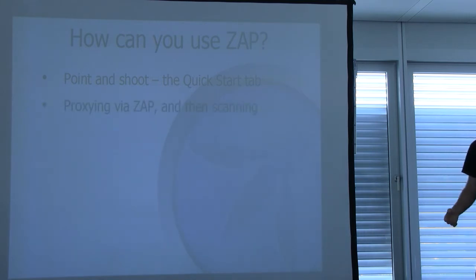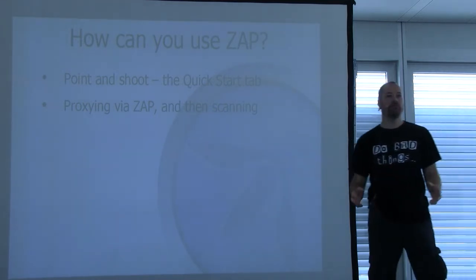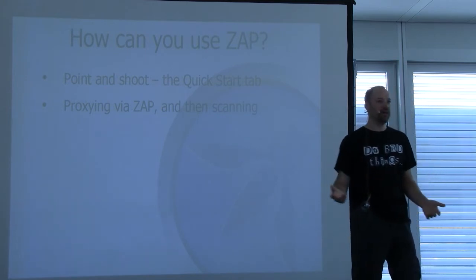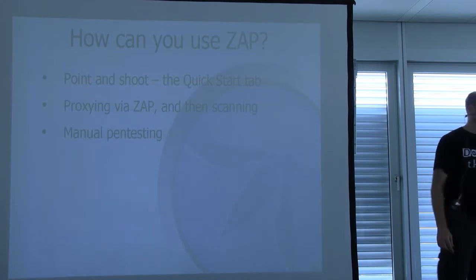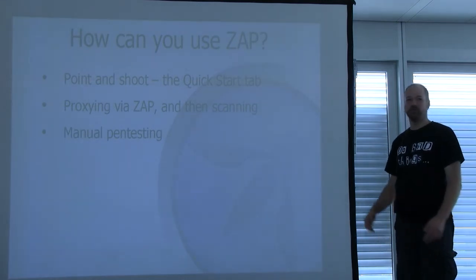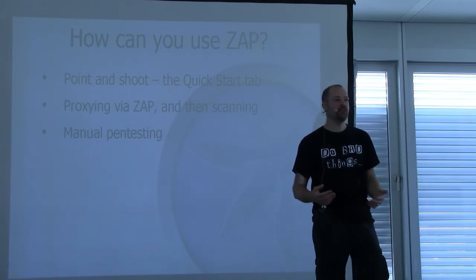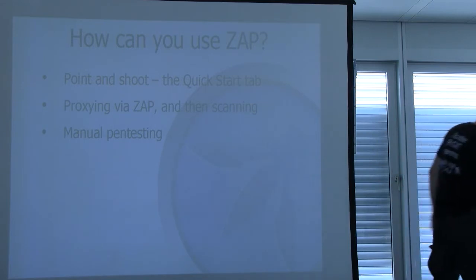Then you've got another option, going a bit further. You proxy your browser through ZAP, explore the application manually, which is going to be a bit more effective, maybe use the spiders and things, and then do the scanning. That will be more effective. And then, of course, you've got full manual pen testing, where you do the proxying, but then you start exploring the application using some of the more advanced ZAP features. So that's the traditional pen testing approach.